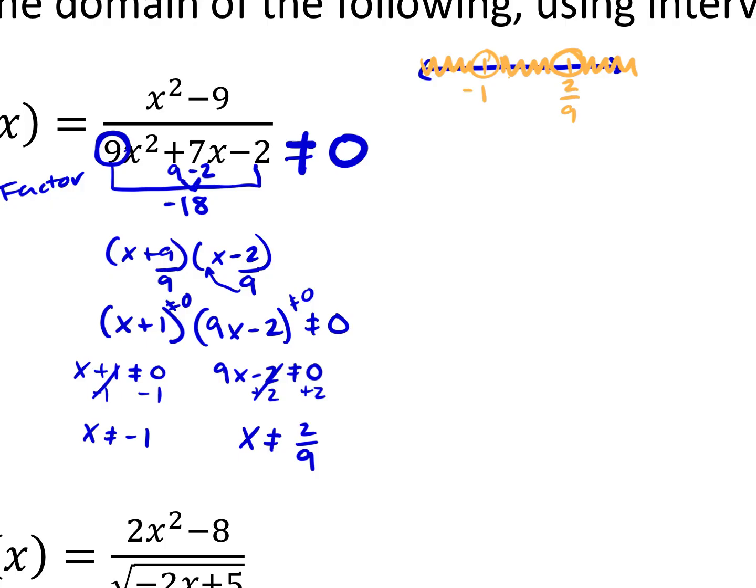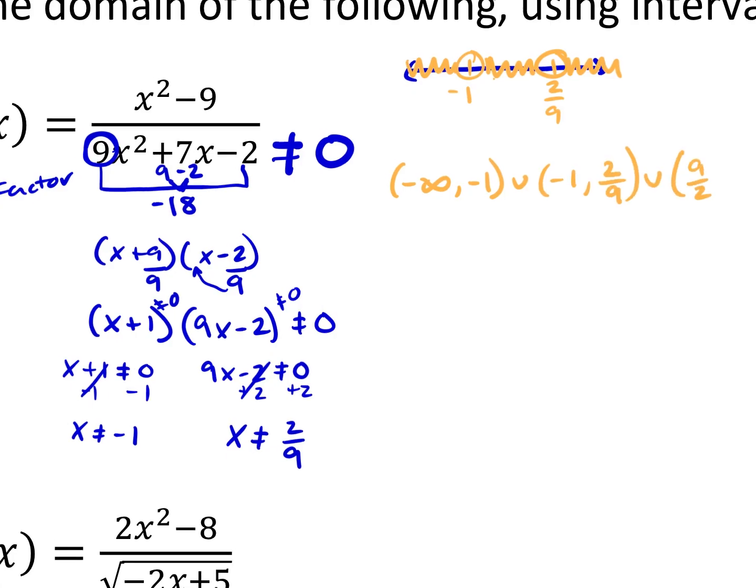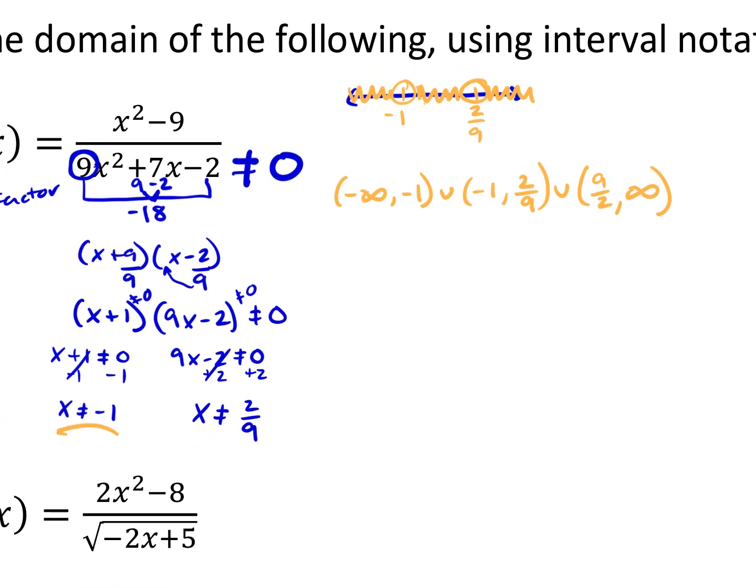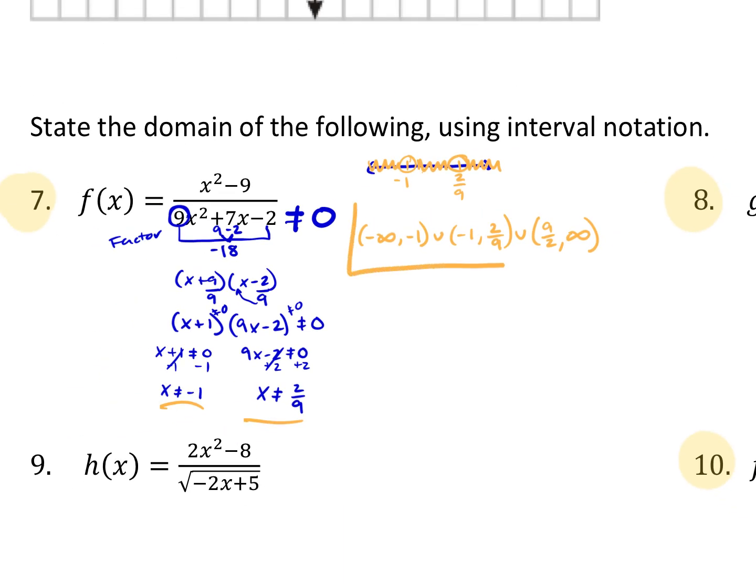So how would I start? Awesome, negative infinity to negative 1, parentheses. Then how would I talk about the part in between? Negative 1 to 2 over 9. And then? 2 over 9 to infinity, perfect. For this one, yes, always parentheses, because it's not including those numbers. Because x can't equal negative 1, and it can't equal 2 over 9. All right, so this would be our answer.